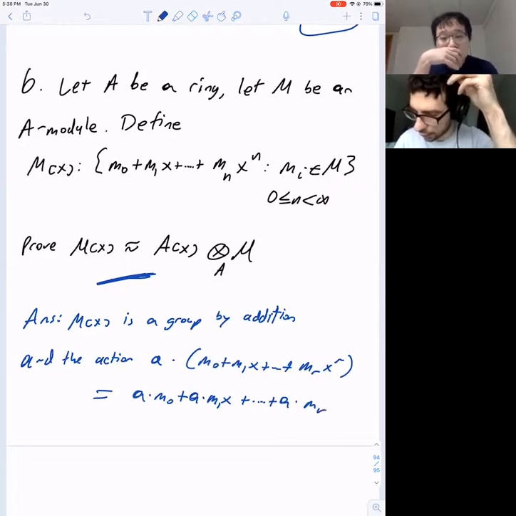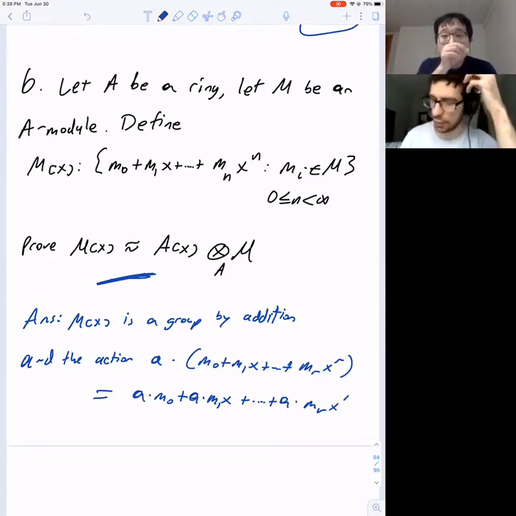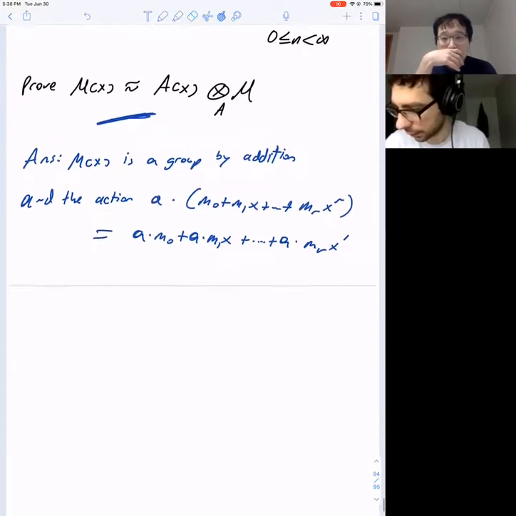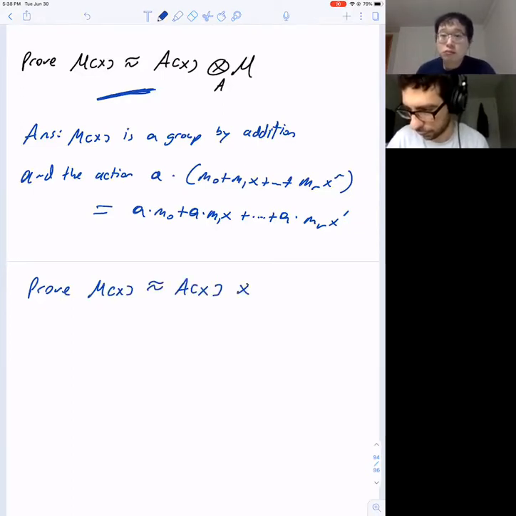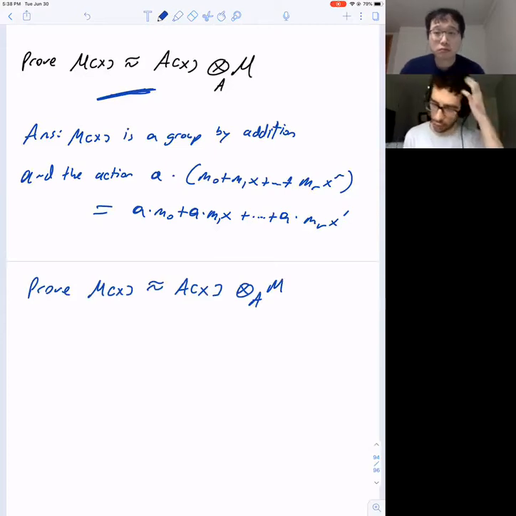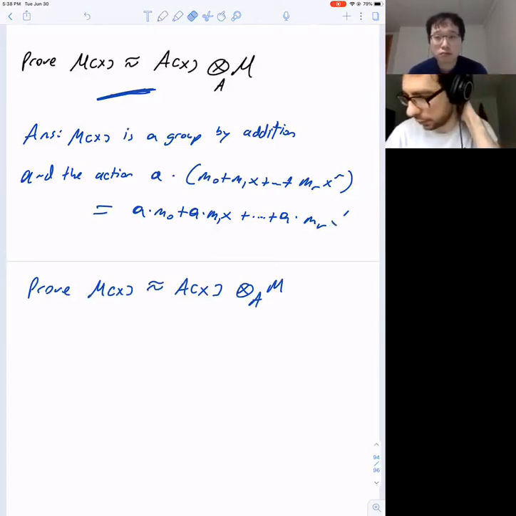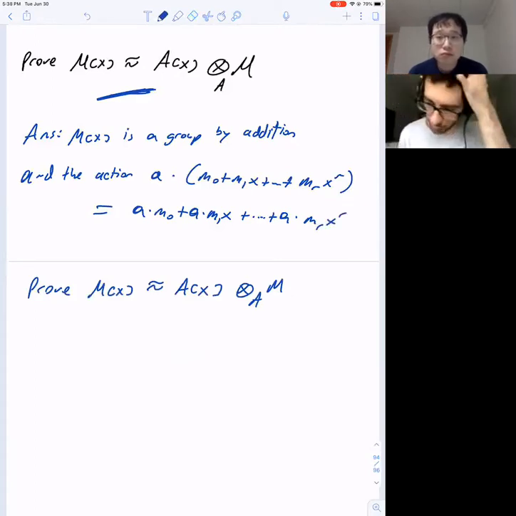I don't think it's hard to check the axioms that this in fact is an A module. So try it out. But a little bit more complicated question is to prove the isomorphism. So long as you're happy that I can just leave the proof of that as an exercise, let's move on to proving that this is in fact an isomorphism.